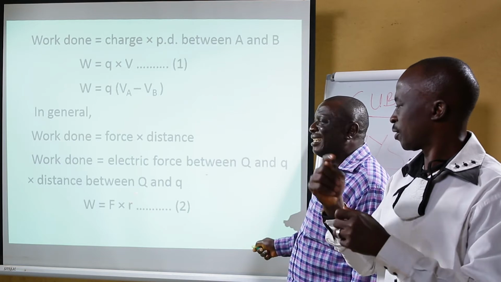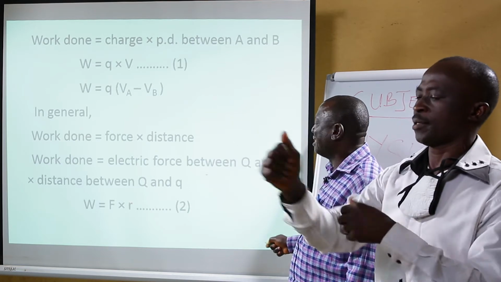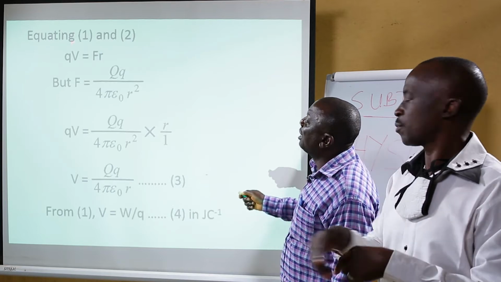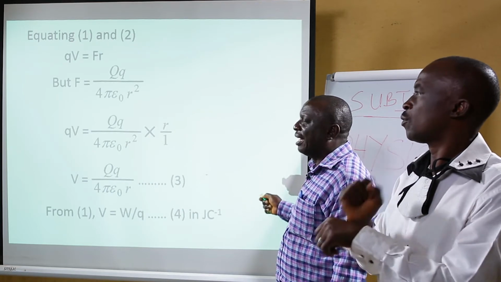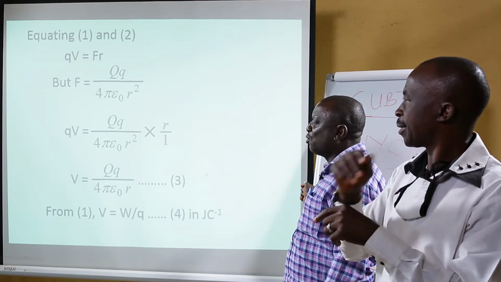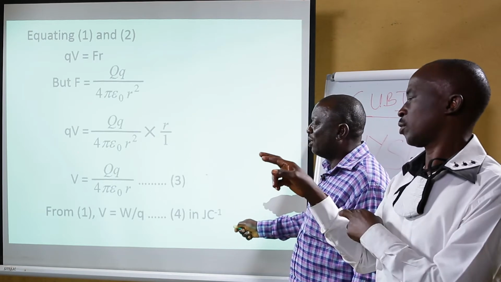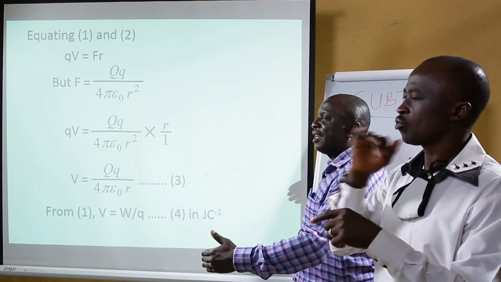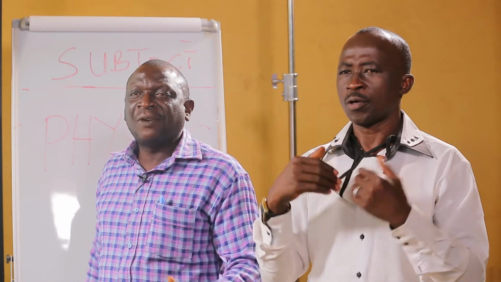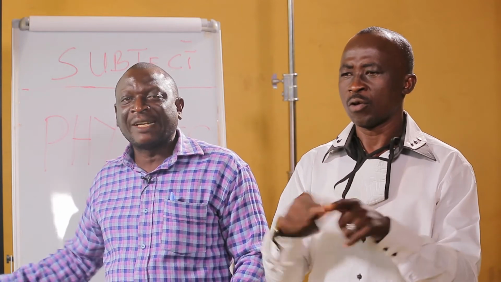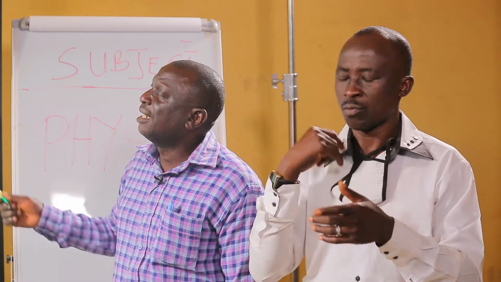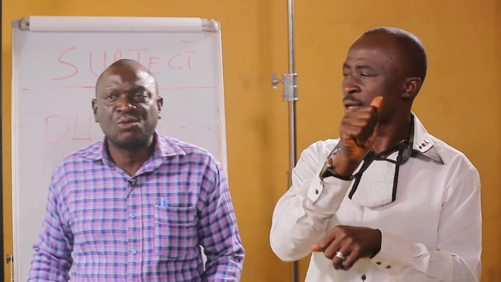Small letter r is the distance between those two charges, capital Q and small q. If we equate equation 1 and 2, because from equation 1 we could see that W is equal to something, and on the right hand side, equation 2 is W. So the left hand sides are the same, so also the right hand sides will be the same. And that is why we are equating equation 1 and 2.